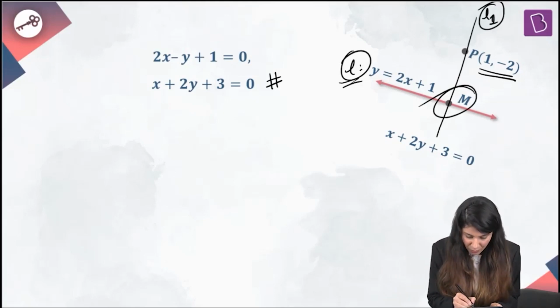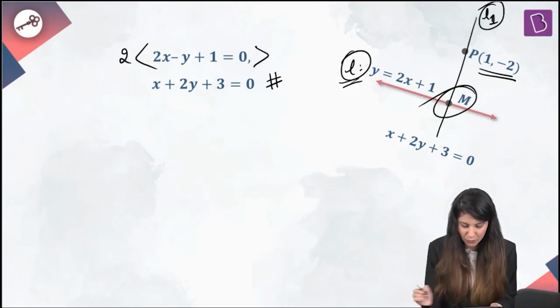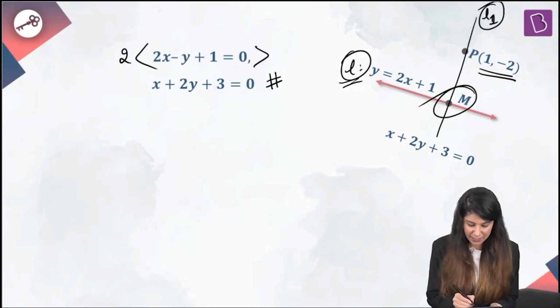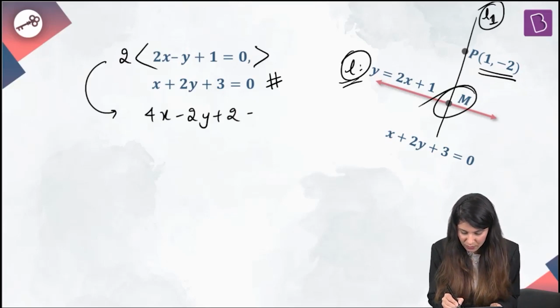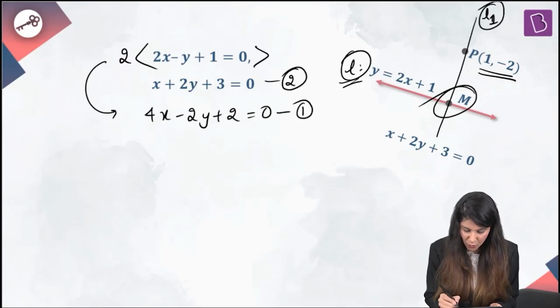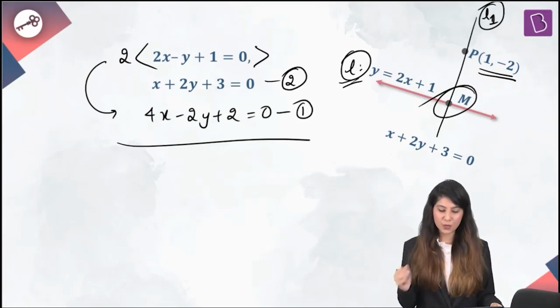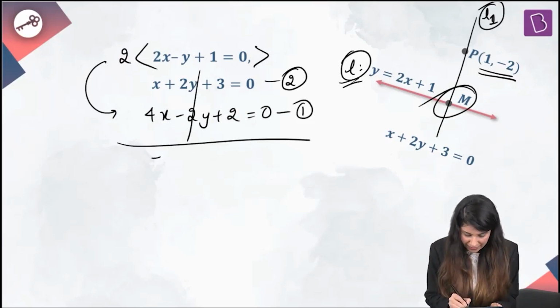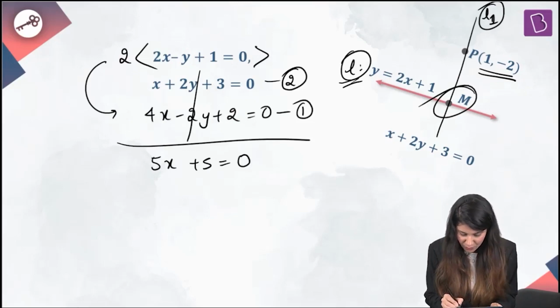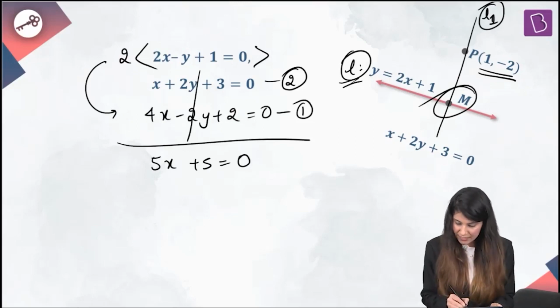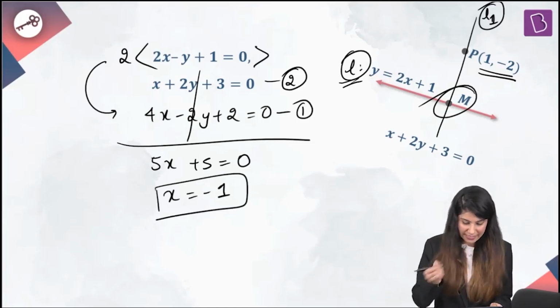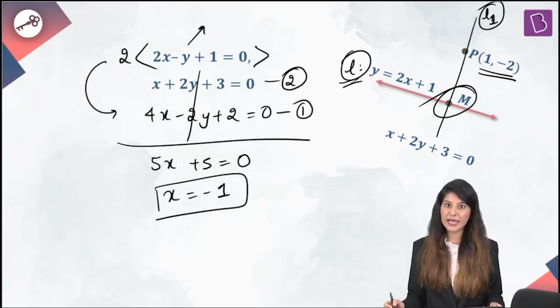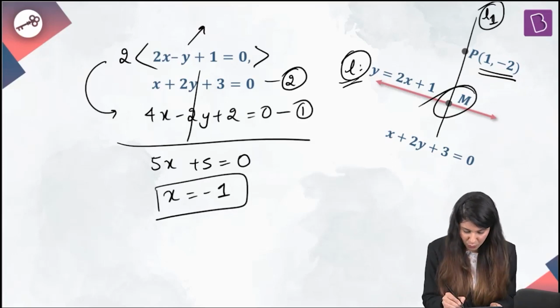To solve this, I'm going to multiply the first equation by 2 and add both the equations. Let's quickly do that. So I'm going to write 4x - 2y + 2 = 0. This is equation 1 and this would be my equation 2. If I add these two equations, what would I get? I'll get 5x + 5 = 0. Cool. So x will be -1. If I substitute x = -1 in this equation, what would I get?